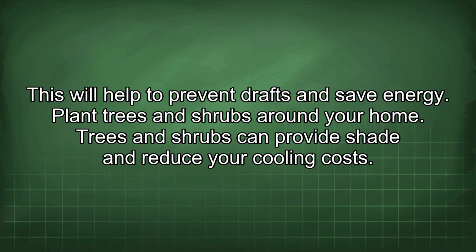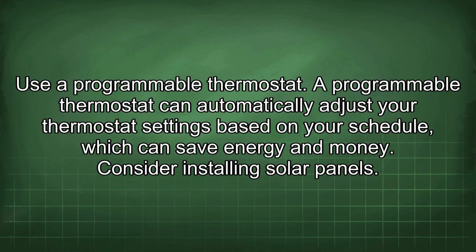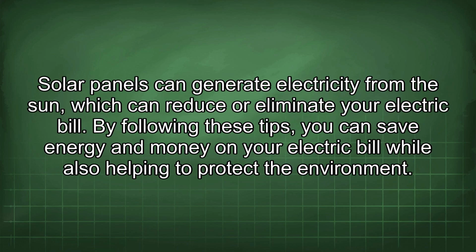Plant trees and shrubs around your home. Trees and shrubs can provide shade and reduce your cooling costs. Use a programmable thermostat. A programmable thermostat can automatically adjust your thermostat settings based on your schedule, which can save energy and money. Consider installing solar panels. Solar panels can generate electricity from the sun, which can reduce or eliminate your electric bill.